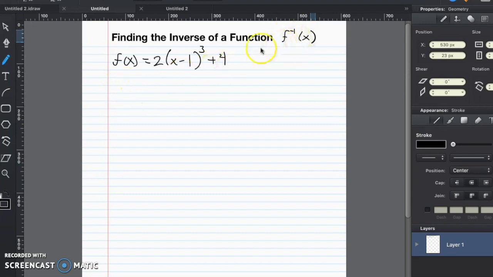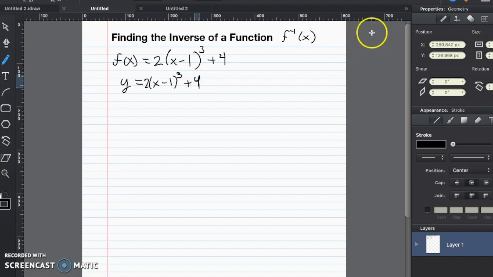It means that we're going to take this function, y equals 2x minus 1 cubed plus 4. Sometimes you'll see it like this. This means they want you to find the inverse of f. So I'm trying to find f to the negative 1 power. So this is the inverse.